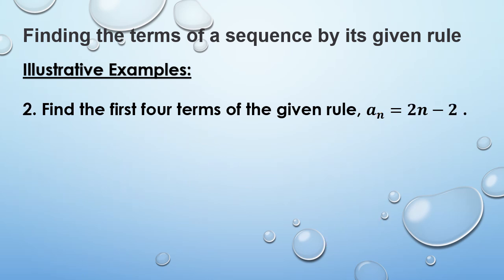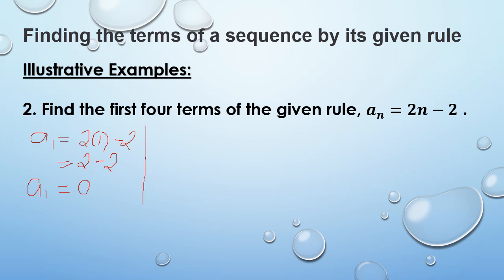Find the first 4 terms of the given rule. A sub n is equal to 2n minus 2. So again, our a sub 1 is equal to 2 times n. What is now our n here? So our n now is 1, minus 2. So 2 times 1 is 2, minus 2. So what is 2 minus 2? 0. So that is our a sub 1.